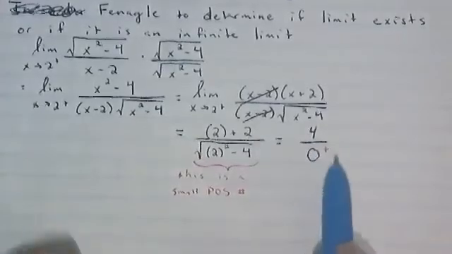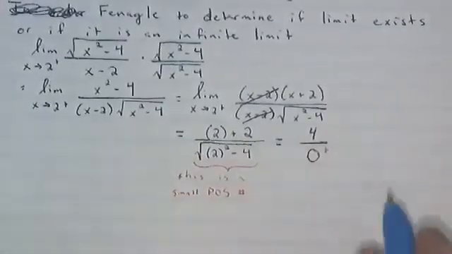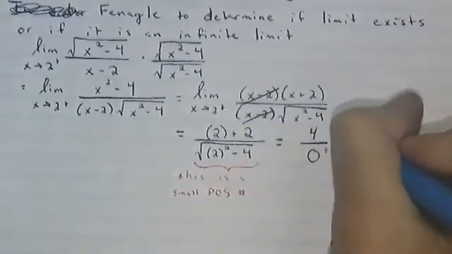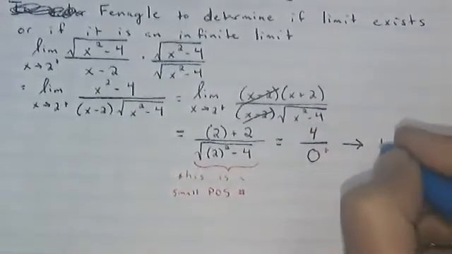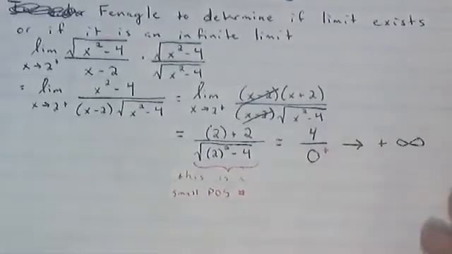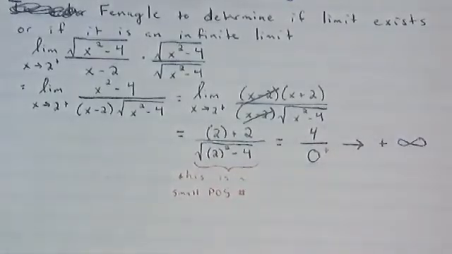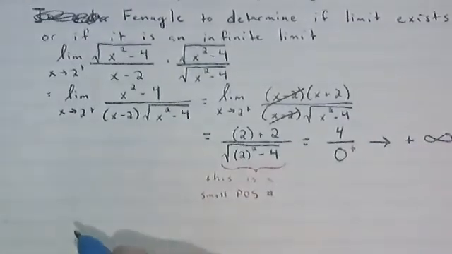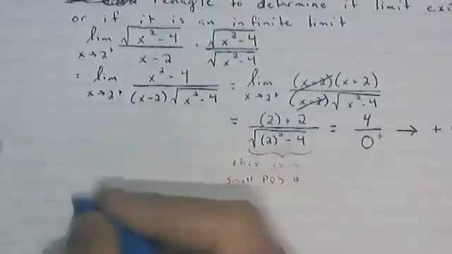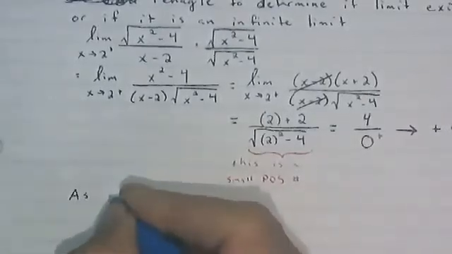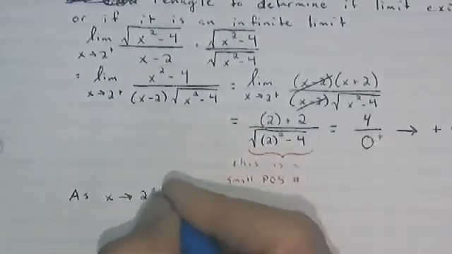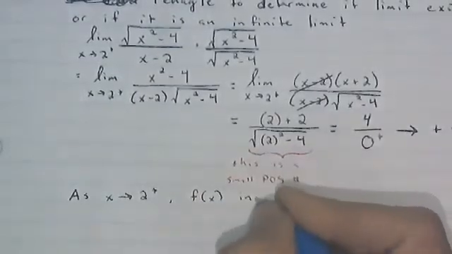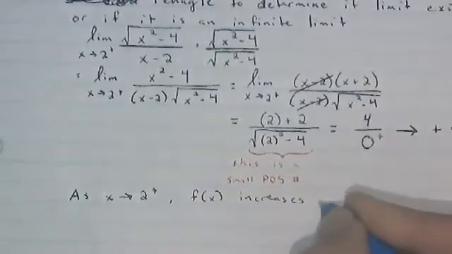When you take that little minute positive number and divide it into a positive 4, what is your function doing? Approaching what? Positive infinity. Oh, happy day. So if we wanted to, put this into a little word sentence: as x approaches 2 from the right, f of x increases without bound.